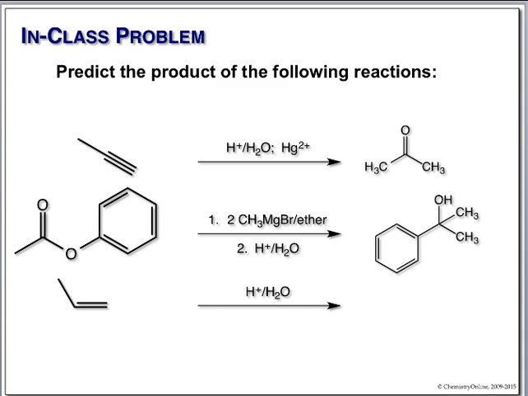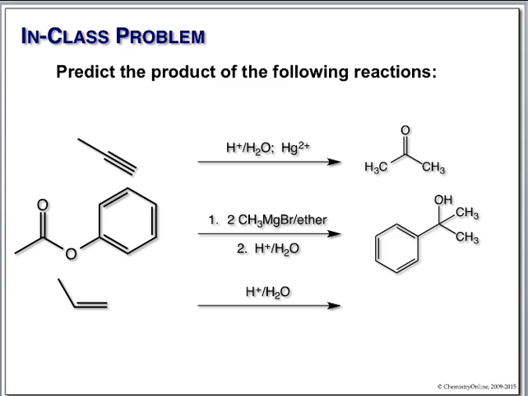Okay, but the whole phenoxy group here, the whole alcohol portion of the ester is lost. Only the thing attached directly to the carbonyl survives. So we have 1, 2, 3 methyl groups. Our last one, this goes back to chapter 8, I think.